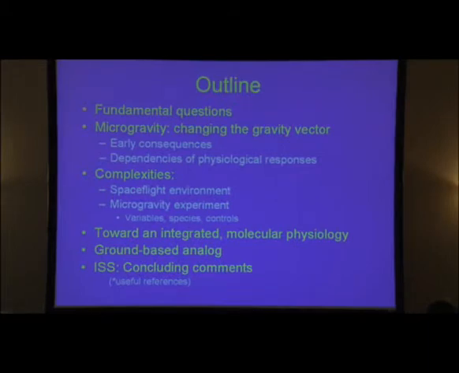So I'm going to give you an overview. I'll be talking about fundamental questions in the context of vertebrates, and some general comments about what occurs when the gravity vector changes in a multicellular complex organism, such as a vertebrate, what those early consequences are and subsequent ones. I'll be discussing the complexities, because I thought an important component of this talk would be to help define what we've been able to learn over the past few decades from animal studies and how to use that in our experimental design potentially for the station.